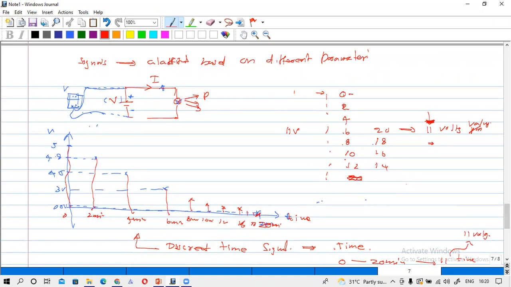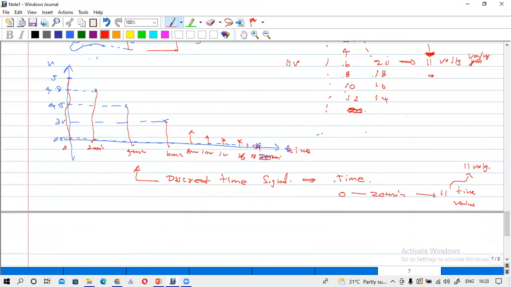Okay, these are time values, no? From 0 to 20, I have only 11 time values. Okay, these we can count.